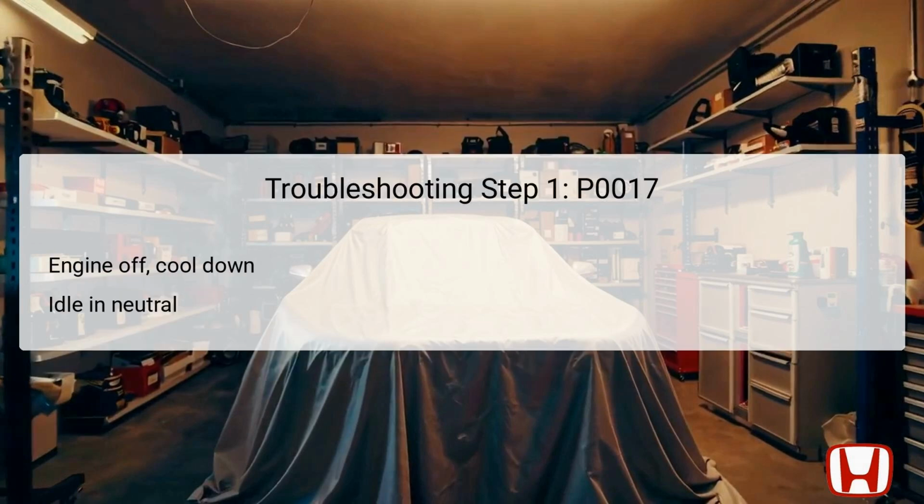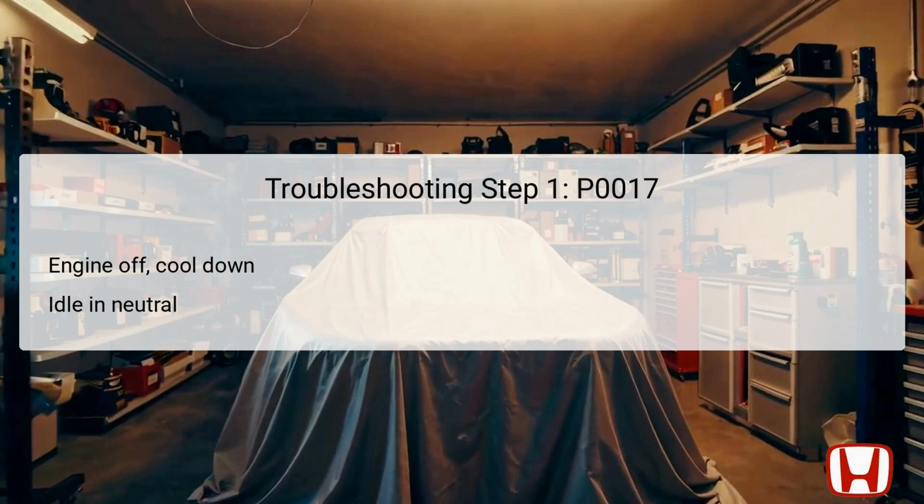For the first step in troubleshooting DTC P0017, ensure that the vehicle is turned off and has cooled down to below 104 degrees Fahrenheit or 40 degrees Celsius. This is crucial to prevent burns and ensure that components can be handled safely during diagnostic checks.